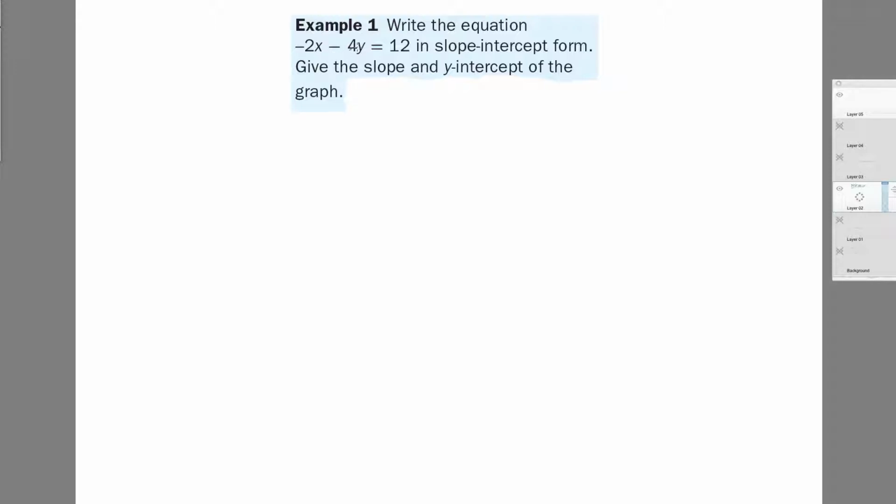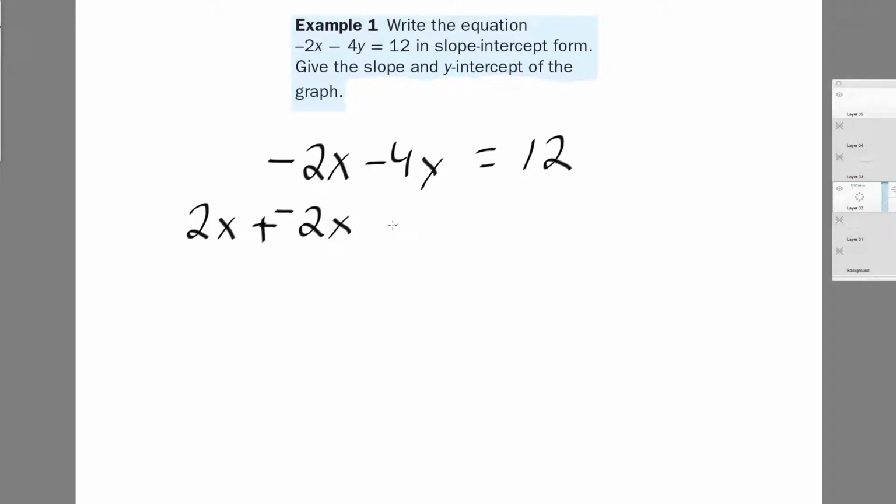It has to be in the form where y equals, where the coefficient of y is 1. And so y equals slope times x plus the y-intercept. So we're going to do a little algebra manipulation to get to that. So we get negative 2x minus 4y equals 12. Since I want to get the y by itself, I'm going to add 2x to both sides. So negative 2x plus 2x, minus 4y equals 12.